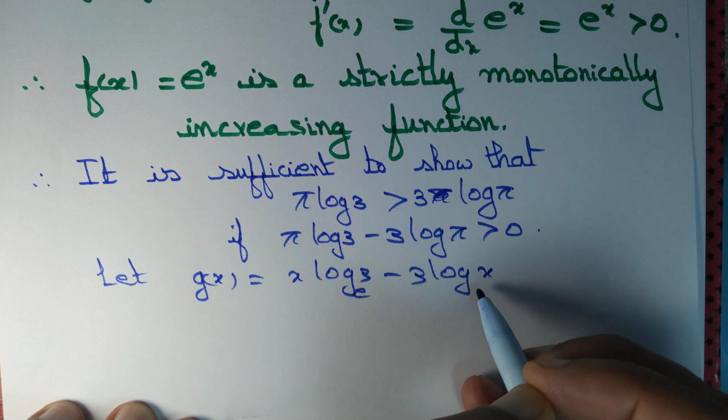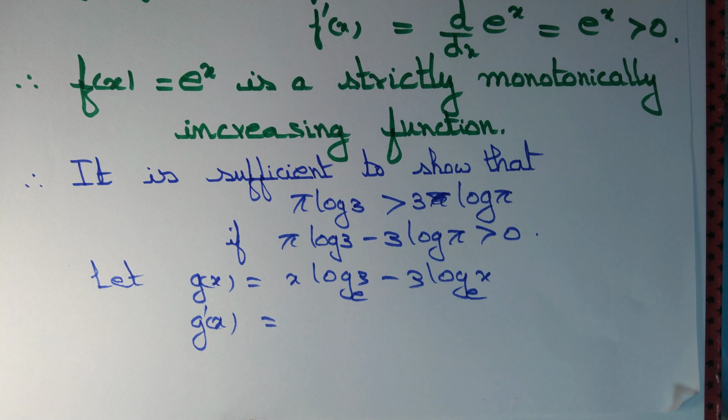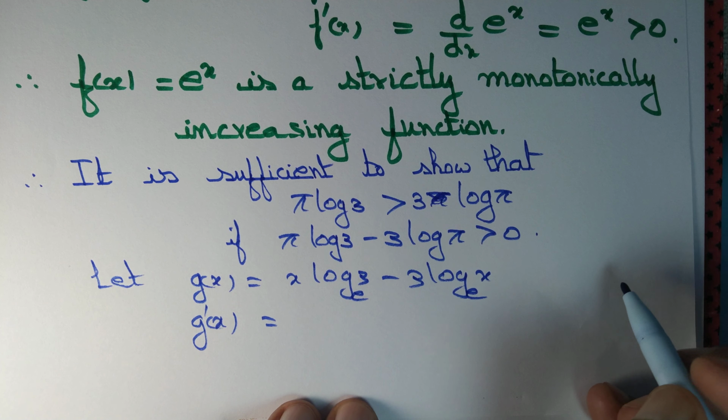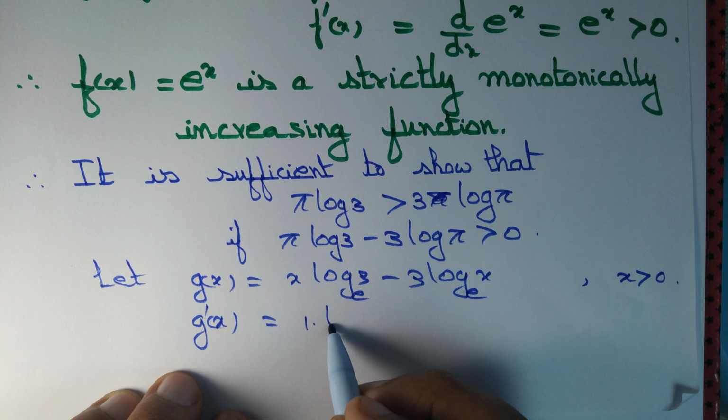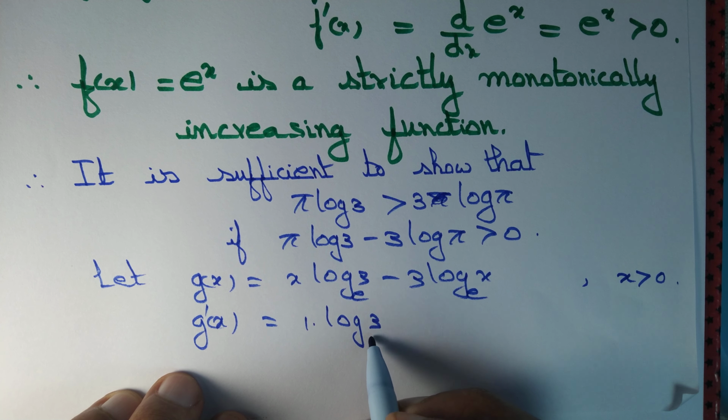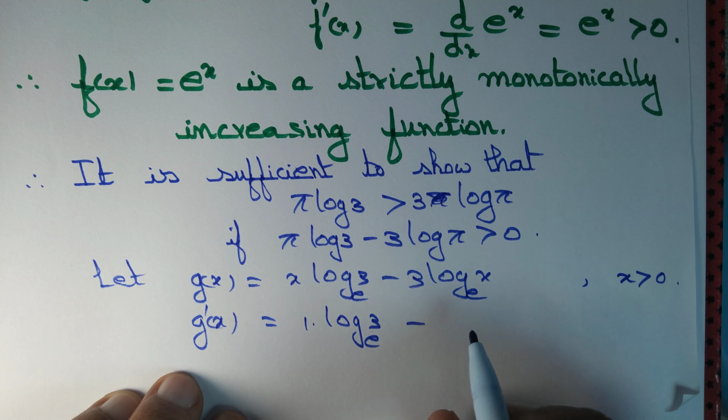Then what can you say about the derivative? We want to show g to be monotonically increasing, but when we say logarithm of a number, we mean the number to be greater than 0, so x greater than 0. The derivative of g: the derivative of x is just 1, so log of 3 with base e as it is, minus 3 times the derivative of log x with respect to x, which is 1 by x.